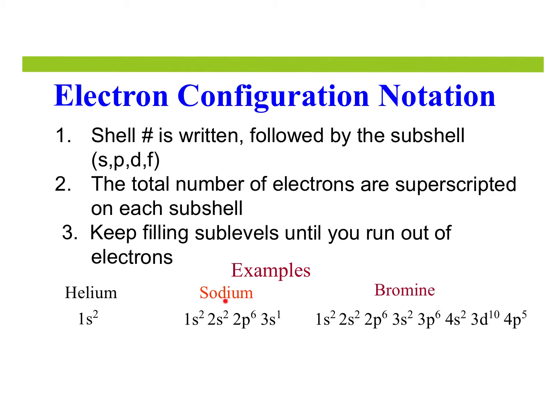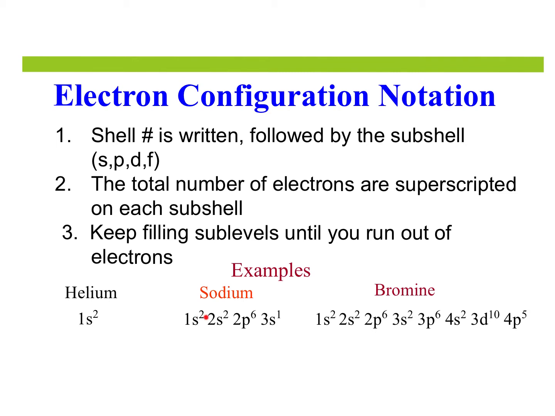Another example is sodium. What's sodium's atomic number? So how many electrons does sodium have? 11. So sodium's electron configuration is 1s2, 2s2, 2p6, 3s1. What that means is sodium has 2 electrons in the 1s shell and subshell. It has 2 electrons in the 2s shell and subshell, 6 electrons in the 2p shell and subshell, and then 1 electron in the 3s shell and subshell.